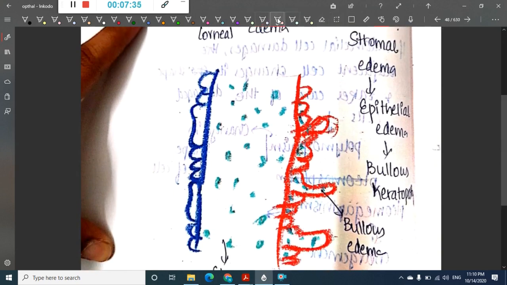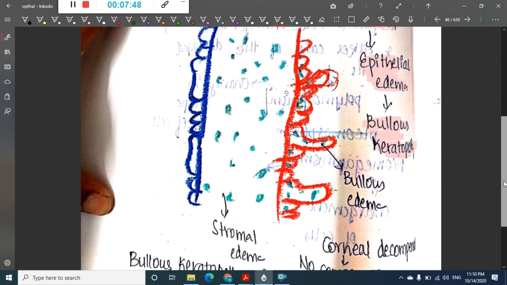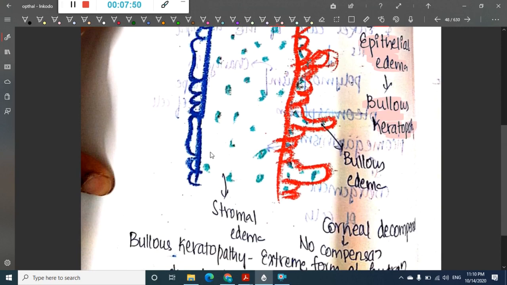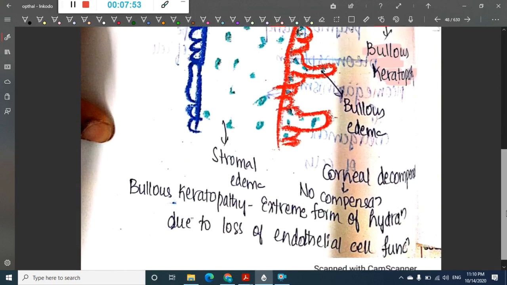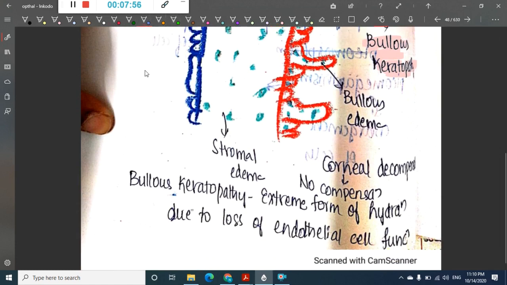So here we have stromal edema. This stromal edema leads to epithelial edema. This epithelial edema will finally lead to bullous keratopathy. Initially there will be stromal edema, which leads to epithelial edema, which forms bullous keratopathy. Okay, what is bullous keratopathy? Bullous keratopathy is an extreme form of hydration which occurs due to the loss of endothelial cells, right?